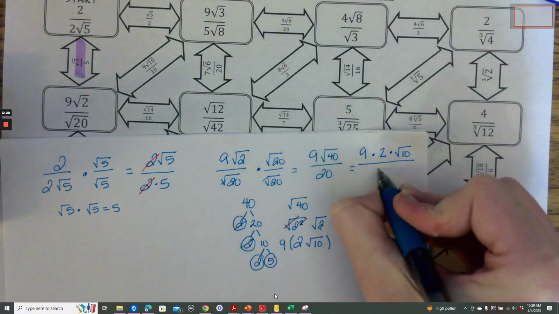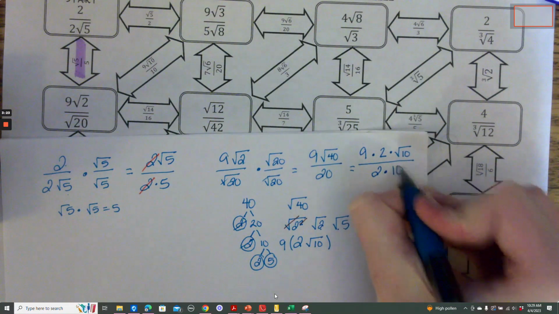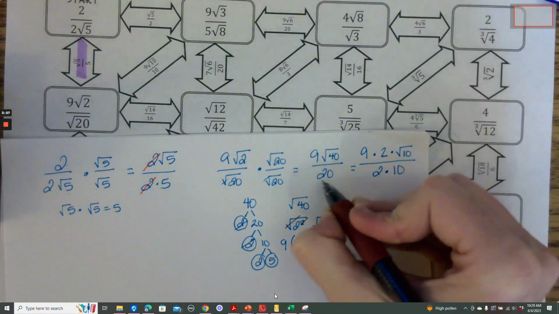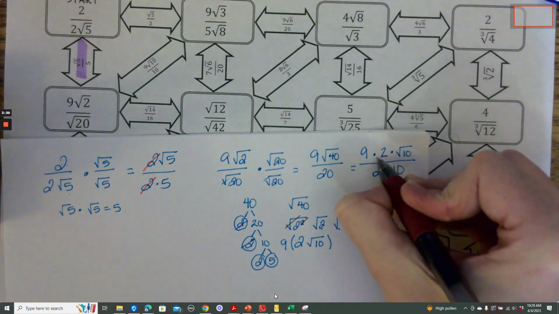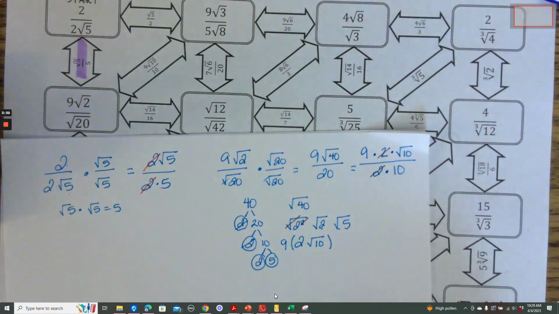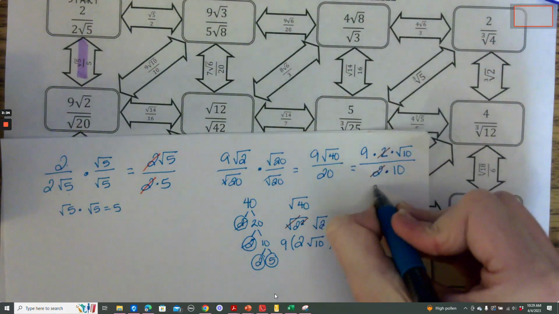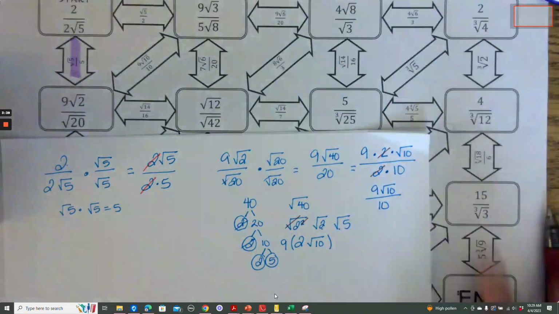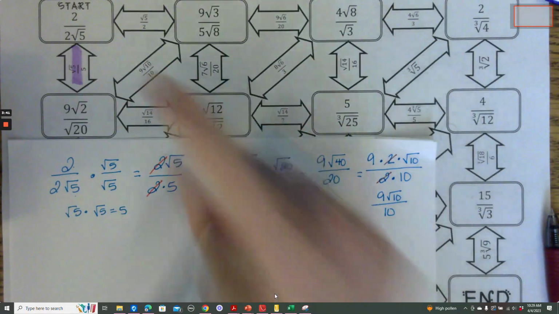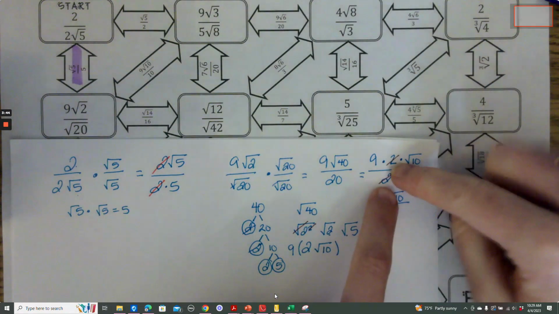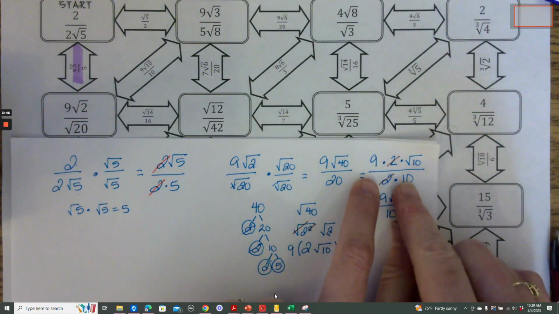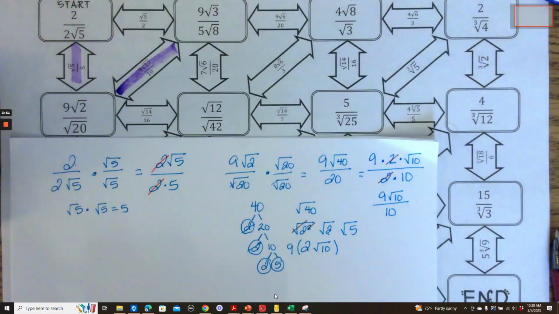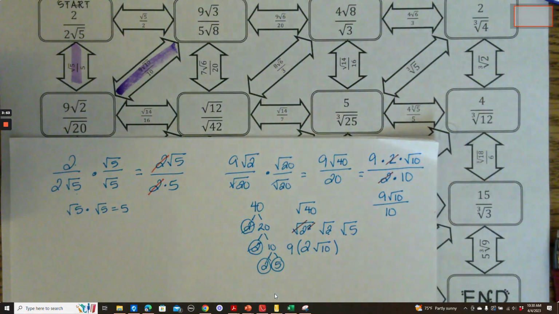20 is 2 times 10. The reason I wrote it that way is because I saw the 2 up here and I knew 20 was even, so I can cancel those 2's out. So I have 9 times the square root of 10 over 10. Wait, what happened to 2? Can you explain that again? It cancels out. 20 is the same as 2 times 10. Factors cancel out.